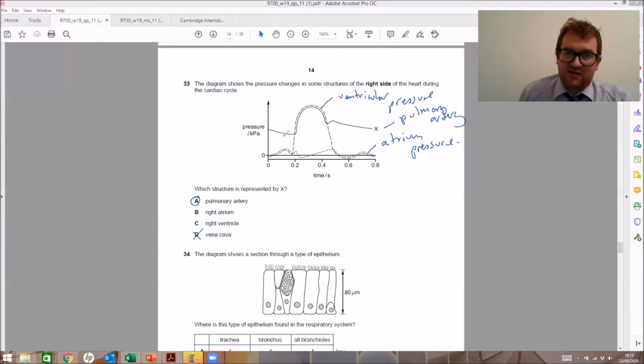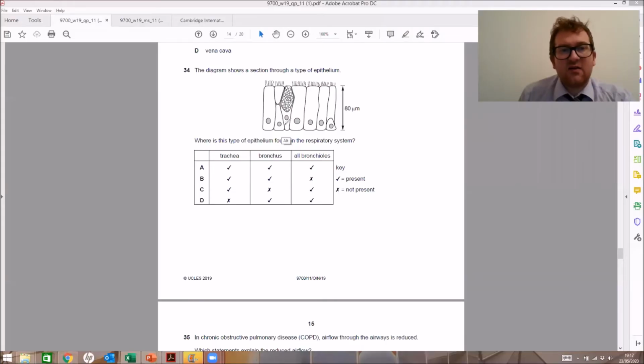The ventricular pressure is the top dotted line. We talked about that, and the atrium is the lower valued dotted line as well. Okay. Question 34. The diagram shows a section through the type of epithelium. Where is this type of epithelium found in the respiratory system?